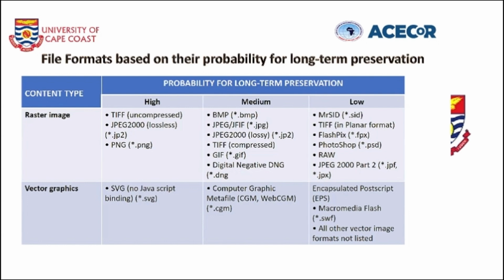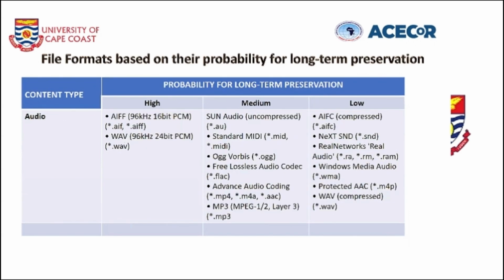So I added the medium and the low term preservation strategy so that you are aware which strategy to use when formatting your data for archiving. If it's audio data, then the AIFF approach will be the best, or the WAVE approach will be the most appropriate format to use. If it's video, then motion JPEG 2000 will be the best, or the RV. And here, please, again, it shouldn't be compressed.